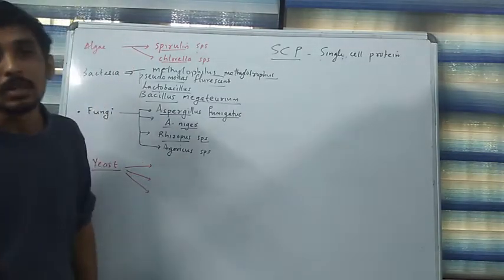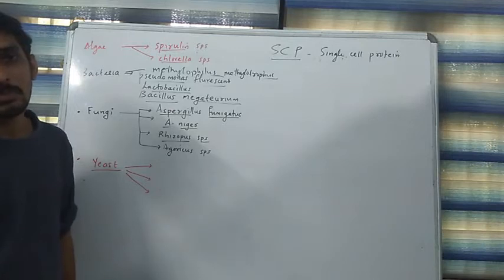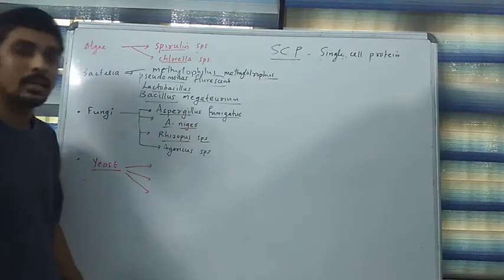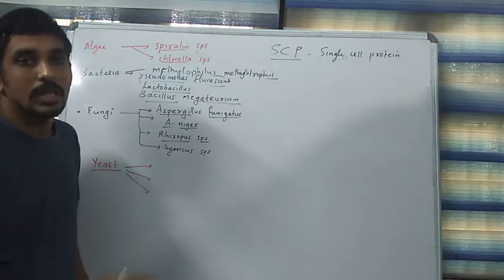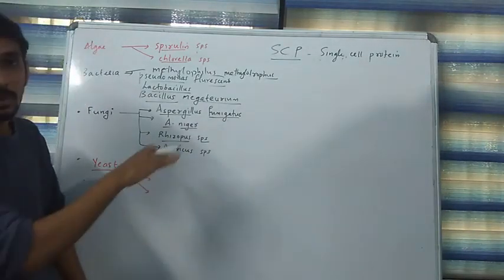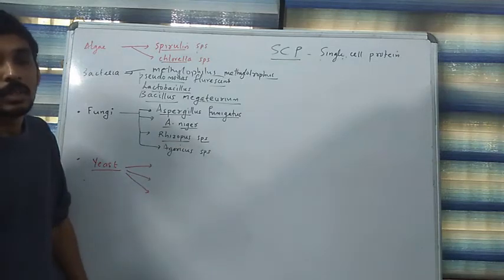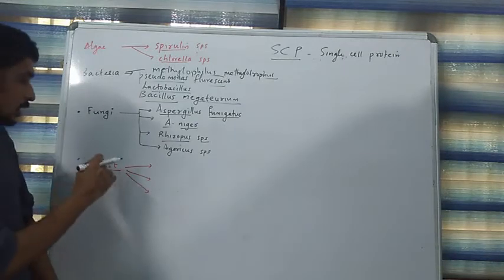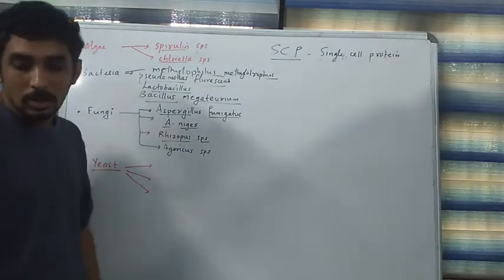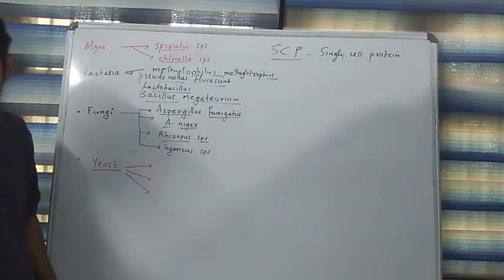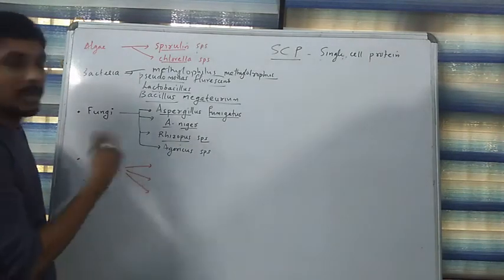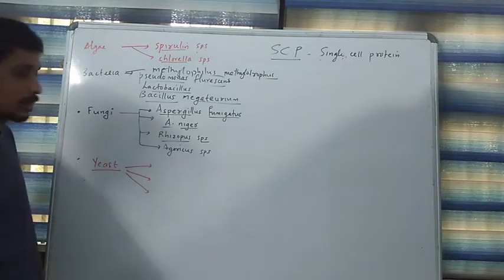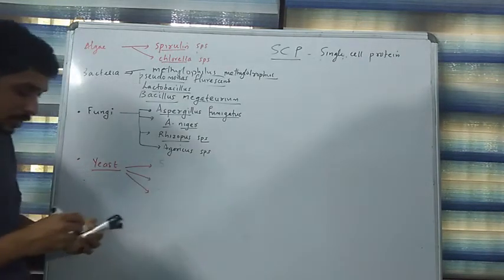We can see milky mushroom, button mushroom, oyster mushroom. There are different categories of mushroom which can be used as food, and that food contains a rich amount of proteins. Like that, among these fungi we can see yeast. Actually, yeast is a unicellular fungus, and among this we can see different species of yeast. One is called Saccharomyces cerevisiae.